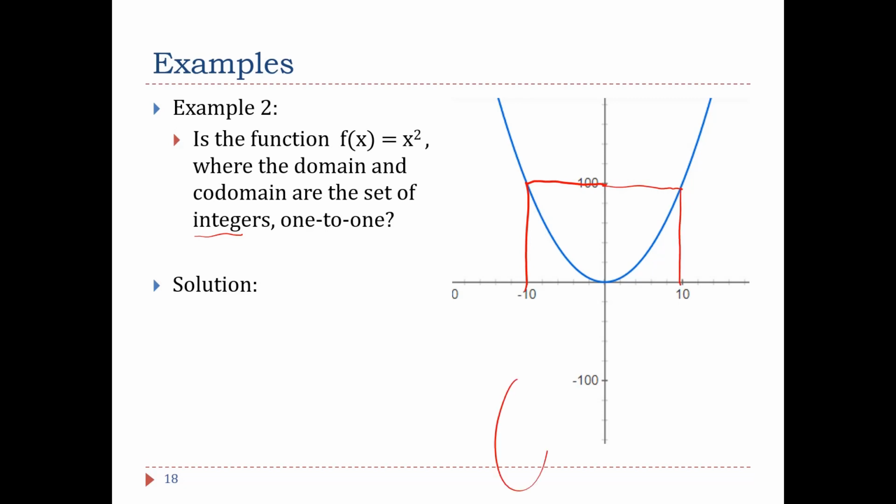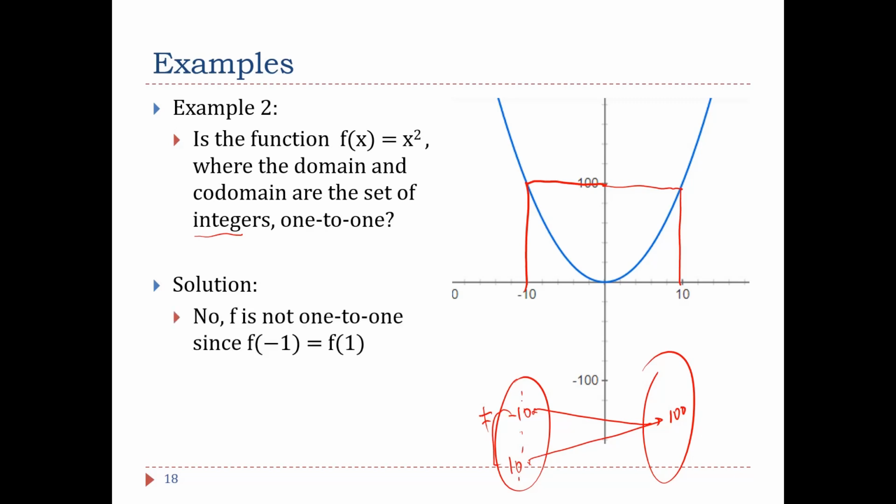Imagine it this way: you have minus 10 somewhere, and 10 somewhere else, two different elements, and they are both mapped to 100. So clearly this function is not one-to-one, because we have two different elements, minus 10 and 10, whose image is the same. So this function, defined over the set of integers, is neither onto nor one-to-one.